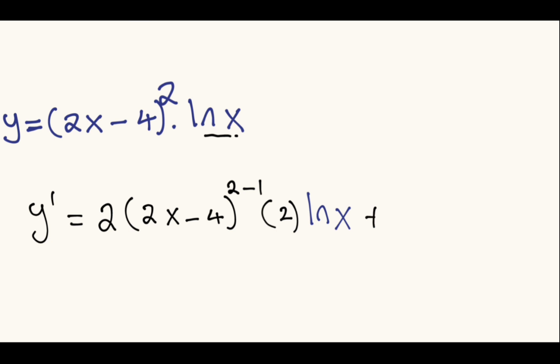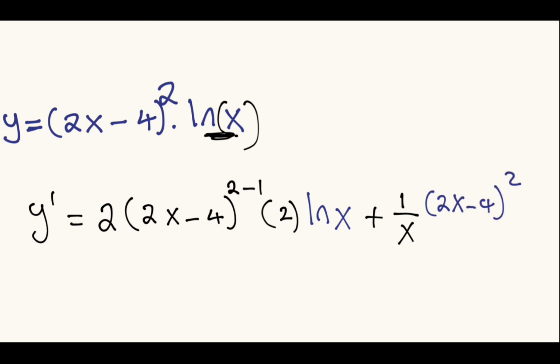plus the derivative now of the ln x, which is equal to 1 over whatever it is that is inside the ln, which is x, multiplied by the derivative of what's inside the ln. So the derivative of the x is equal to 1, so 1 multiplied by 1 will just be 1, and we multiply this by the original function 2x minus 4 raised to the power 2.